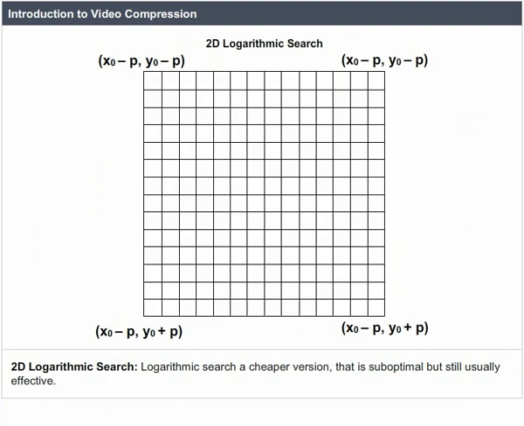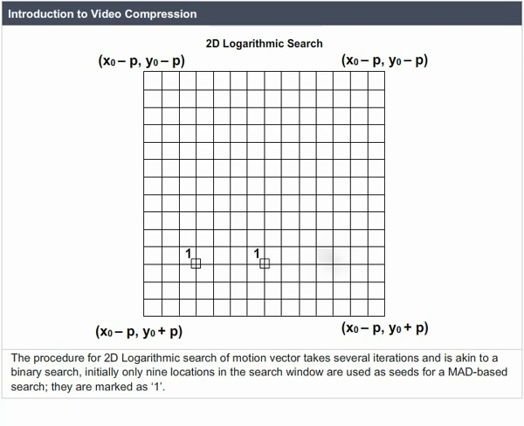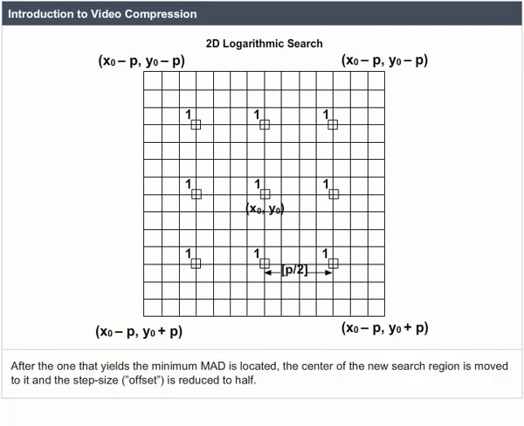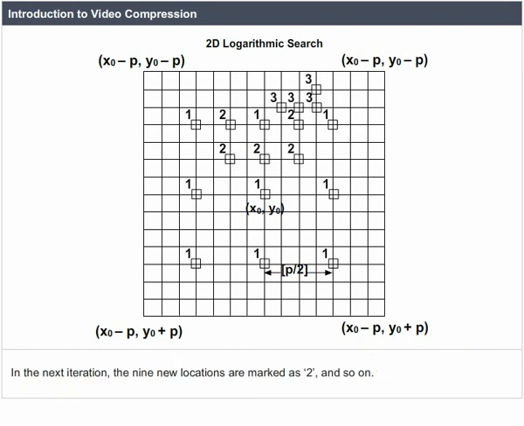2D logarithmic search. Logarithmic search is a cheaper version that is suboptimal but still usually effective. The procedure for 2D logarithmic search of a motion vector takes several iterations and is akin to a binary search. Initially, only 9 locations in the search window are used as seeds for a MAD-based search. They are marked as 1. After the 1 that yields the minimum MAD is located, the center of the new search region is moved to it and the step size offset is reduced to half. In the next iteration, the new 9 locations are marked as 2, and so on.